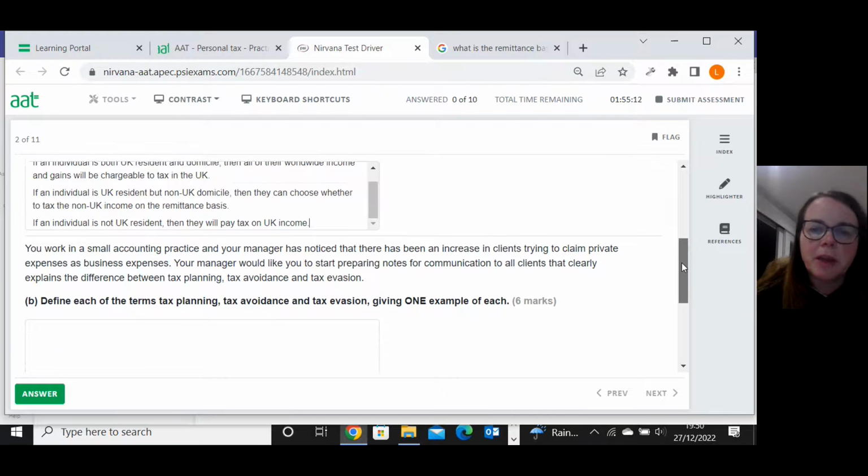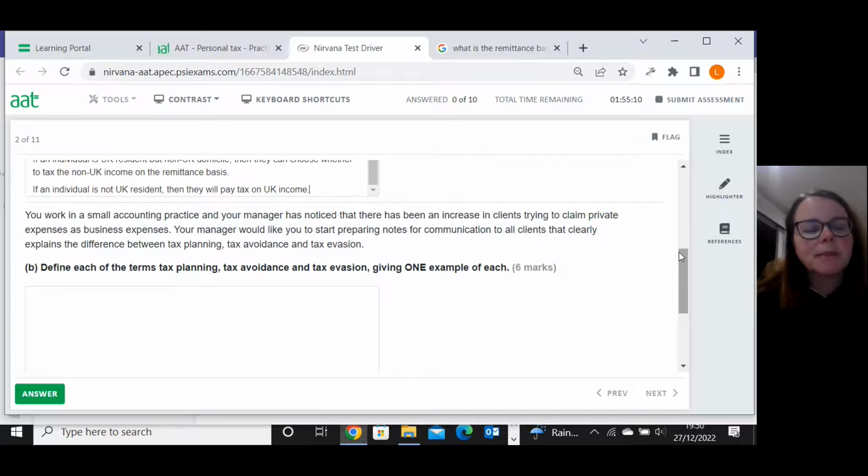2 marks. Right, then for 6 marks, you work in a small accounting practice and your manager has noticed that there has been an increase in clients trying to claim private expenses as if they were business expenses. Your manager would like to start preparing notes for communication to all clients that clearly explains the difference between tax planning, tax avoidance, and tax evasion. So let's just think about this example they've given us. Clients trying to claim private expenses as if they were business expenses.